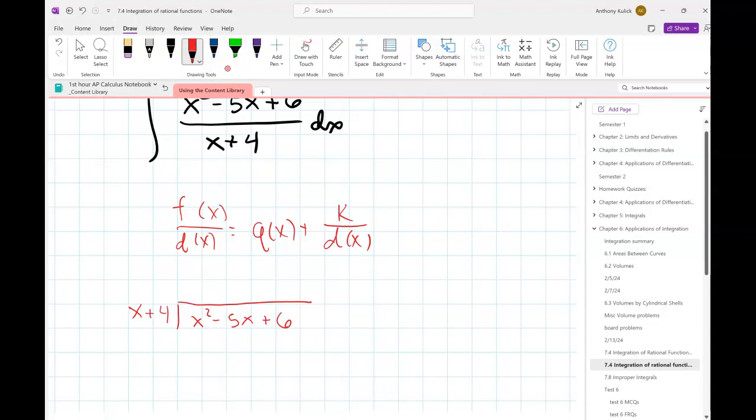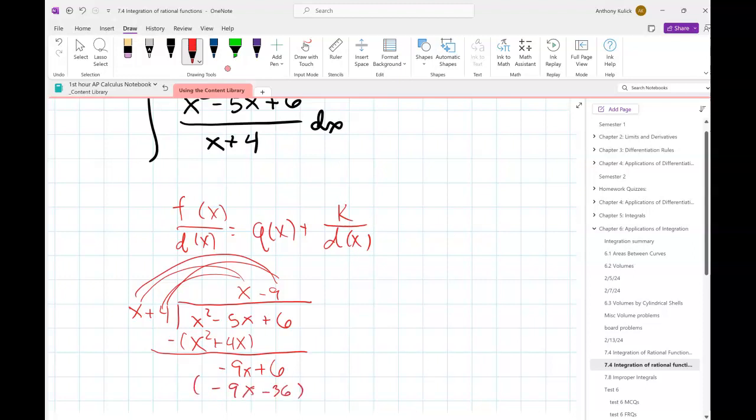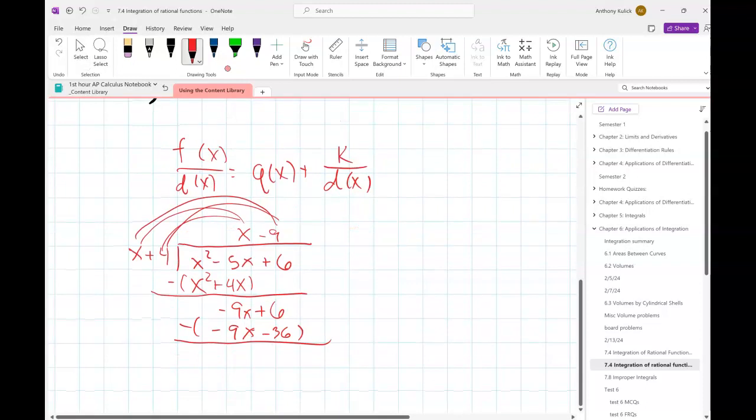So what times x gives me x squared? X. So then I multiply it to both places. And then I subtract down. And then I ask myself, what times x gives me negative 9x? Negative 9. Multiply it to both places. Oops. 42.